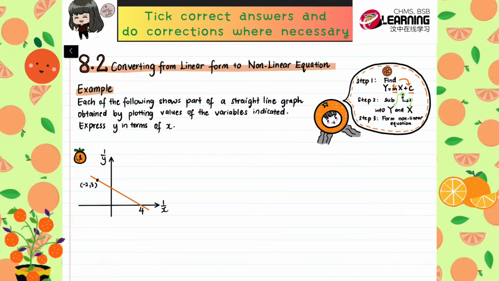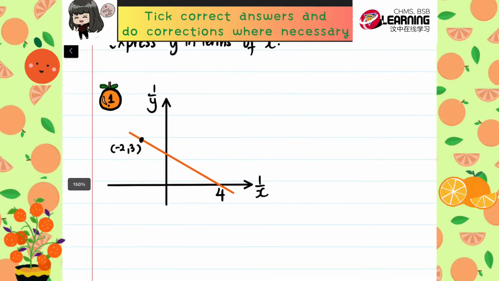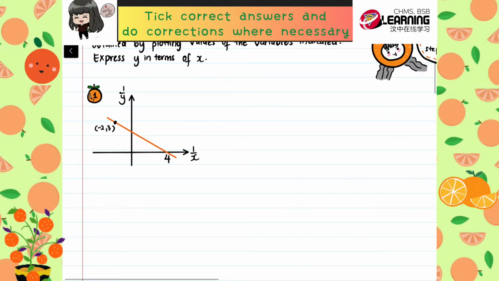Okay, so today's main chapter here is 8.2. So now what we're gonna do is we convert from linear form to non-linear equation. Okay, so the example that I'm about to give you for today, it's all with a graph. It's just a sketching, it's not a draw graph.